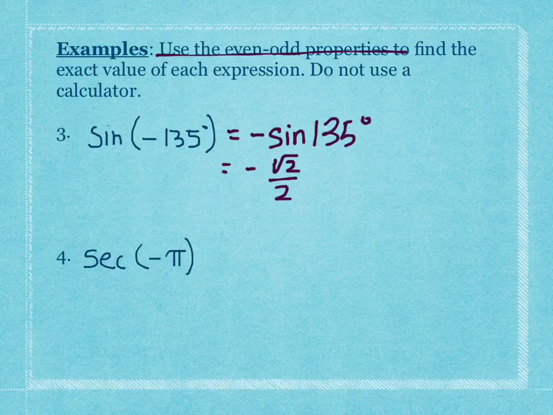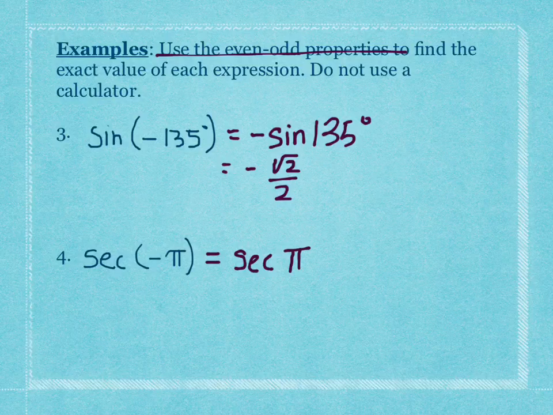Okay? All right, secant of negative pi. Well, what happens with secant to negatives? They go away. I don't even need to use them, do I? I don't. And so I can rewrite this simply as secant of pi.